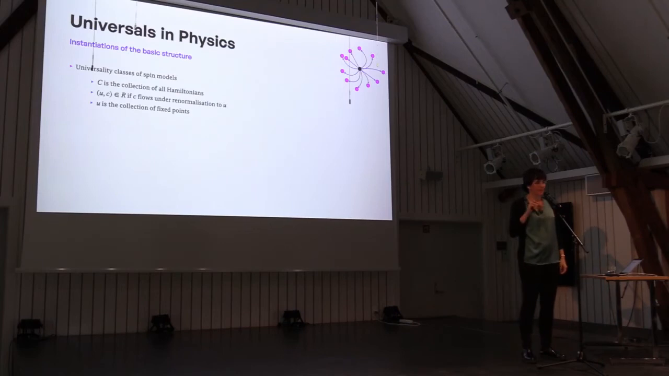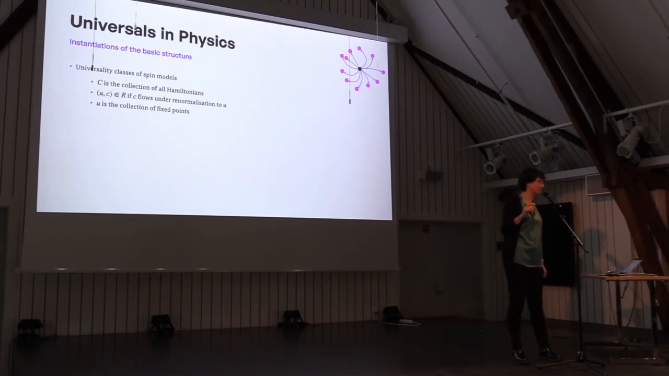In physics, when people think about universality, they often think about universality classes, where in this case, C is the collection of Hamiltonians, of all spin Hamiltonians. And the relation says that C flows under renormalization into one of the fixed points, and U would be the set of fixed points.